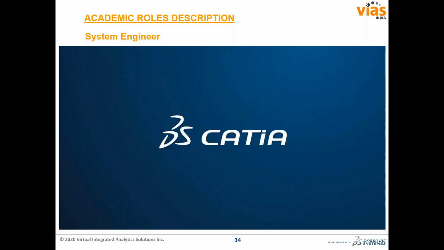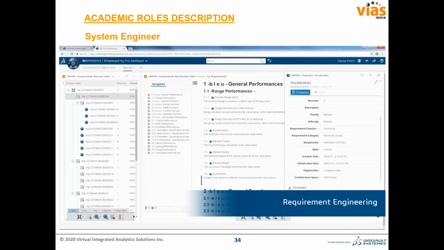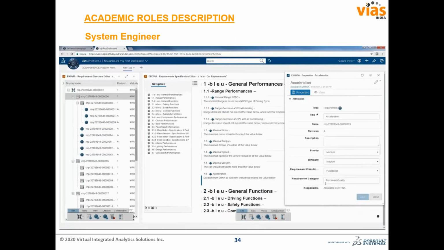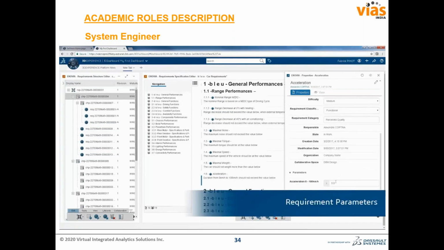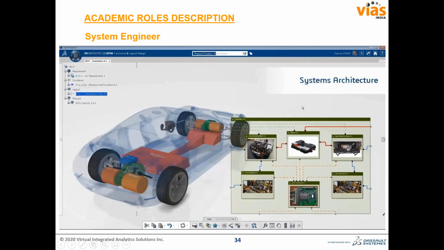This video shows the mechatronic system's role values, which allow you to create and validate complex mechatronic systems. The first example deals with an electric car development, from the requirement engineering to the multi-physics simulation using Modelica. All necessary requirements and parameters for the car are captured and managed on the 3DEXPERIENCE platform. For instance, the acceleration of the car with its duration from 0 to 100 kilometers. Requirements and the parameters are available for engineers.